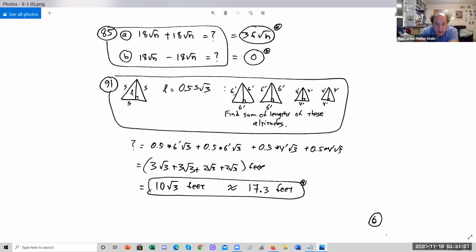So you have 6. So the length here is 1/2 of 6 times root 3. Here it's 1/2 of 6 root 3 again. Here it's 1/2 of 4 root 3. Here it's 1/2 of 4 root 3. Because this is 3 root 3, 3 root 3, 2 root 3, 2 root 3, which is a total of feet. Now these are all root 3's in common. Pull it out. 3 plus 3 plus 2 plus 2 makes 10. So 10 root 3 feet is the total length, which calculates out to about 17.3 feet.